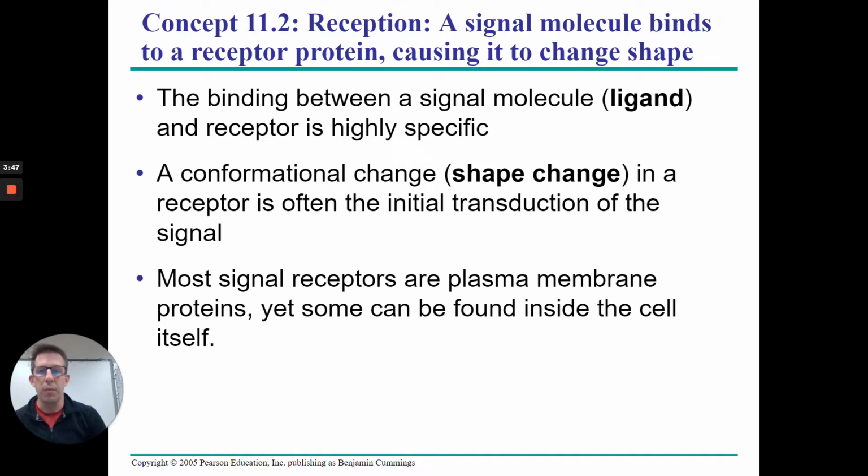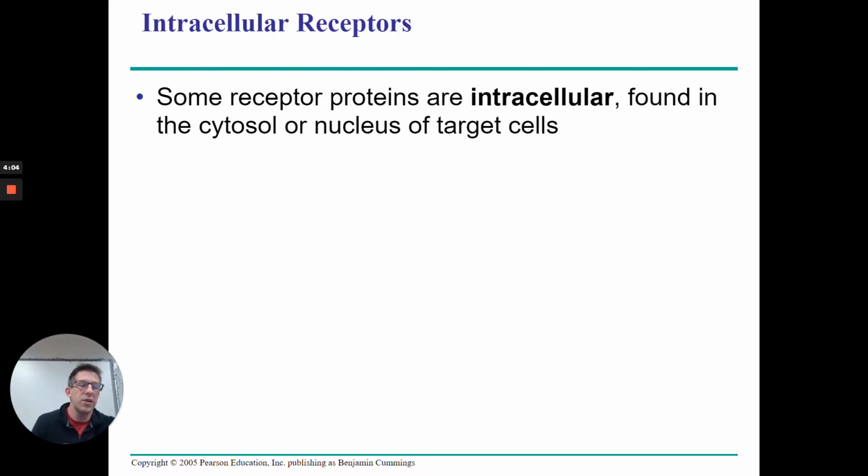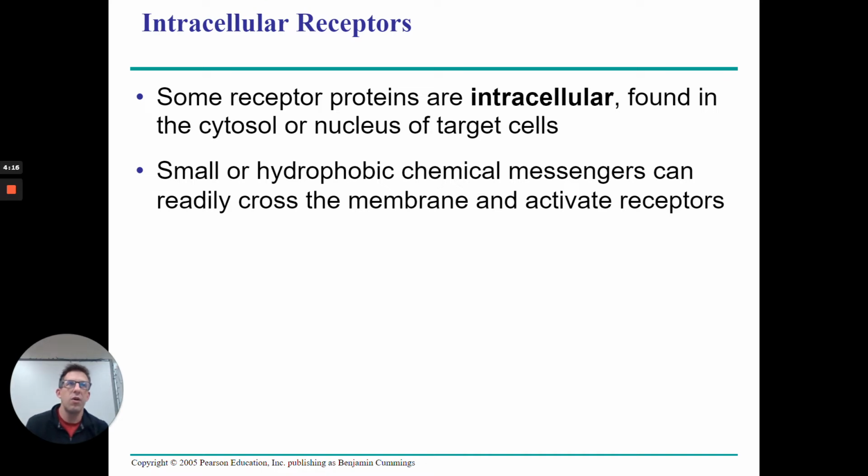Okay? So most of these signal receptors that I've been talking about that interact with these ligand molecules are embedded in the plasma membrane. However, some of these signal receptors can actually be found inside the cells themselves. And there's a reason for that. These are called intracellular receptors, and they are ultimately found in the cytosol, or even sometimes the nucleus of a target cell.